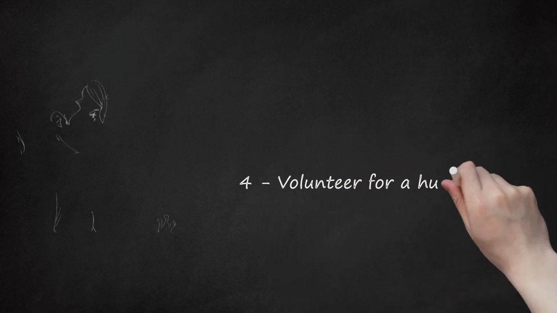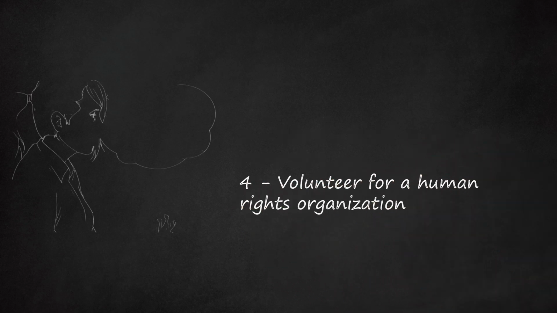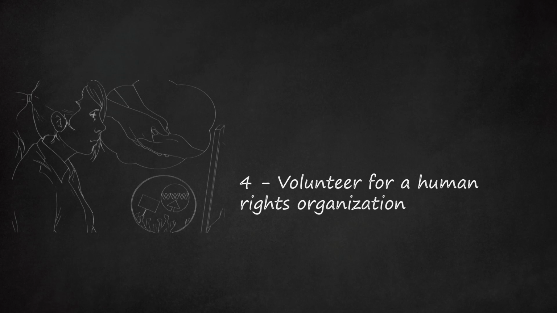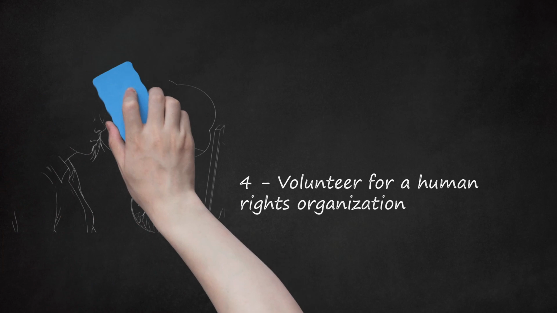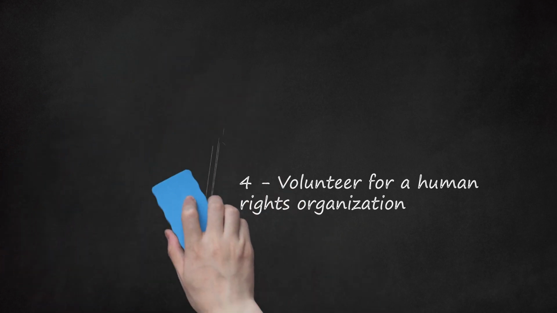4. Volunteer for a human rights organization. If there is already a human rights organization working on stopping the violation, consider volunteering your time to assist its efforts. For example, Amnesty International has resources online that will allow you to sign petitions, participate in online activism, or volunteer to learn skills and work to protect human rights around the world.